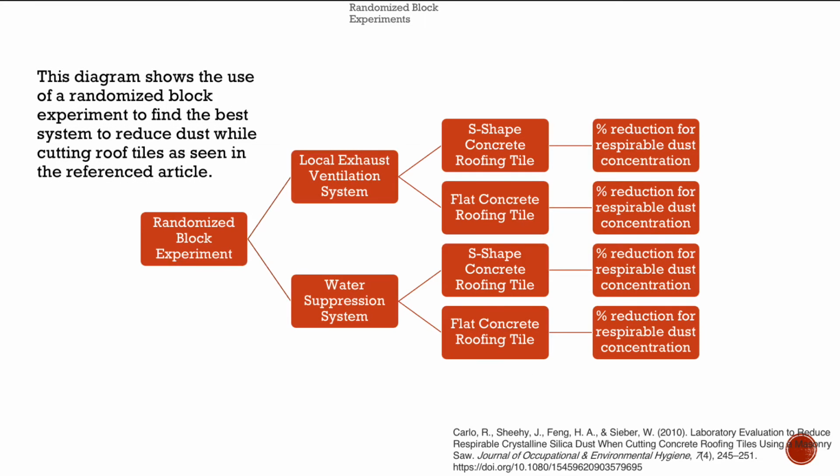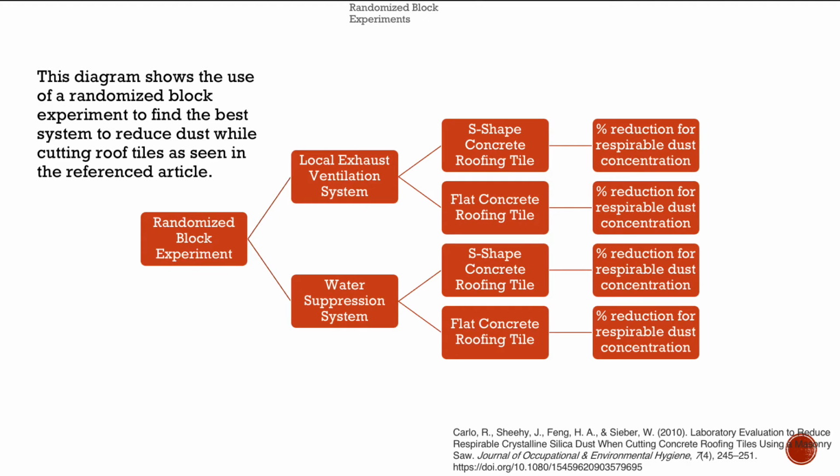In a construction engineering experiment, two systems, a water suppression system and a local exhaust ventilation system, were tested to identify which would reduce more dust while cutting roofing tiles. In the experiment, they blocked the systems to see if the efficiency of each system is affected by the roofing tile. The S-shaped tile had a larger reduction than flat tile in the water suppression system, but in the LEV system, the flat tile had more of a reduction than S-shape. Overall, the water suppression system reduced more dust than the LEV system.